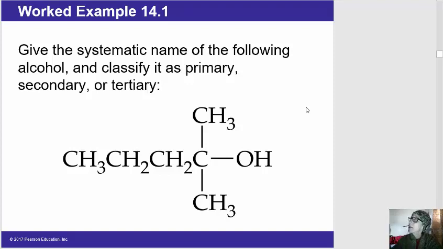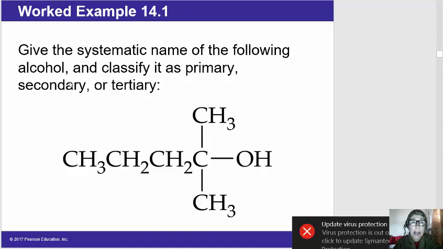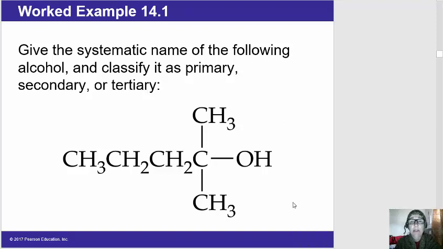So let's look at worked example 14.1 and looking at this compound here, give the systematic name of the following alcohol and classify it as primary, secondary, or tertiary. So pause the video for a few minutes to figure this name out and classify the alcohol.